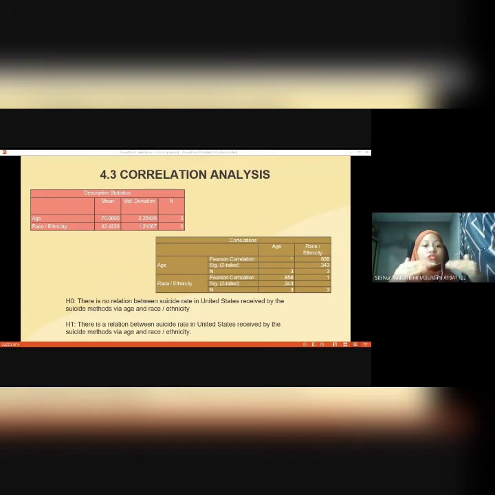Based on these two hypotheses, our p-value is 0.343, while we have the alpha of 0.01. So it means that we cannot reject the null hypothesis since the p-value is greater than the alpha. We can conclude here that there is no relation between age and race or ethnicity. All right, that's all for the correlation analysis and hypothesis testing. Let's move on to the next part.